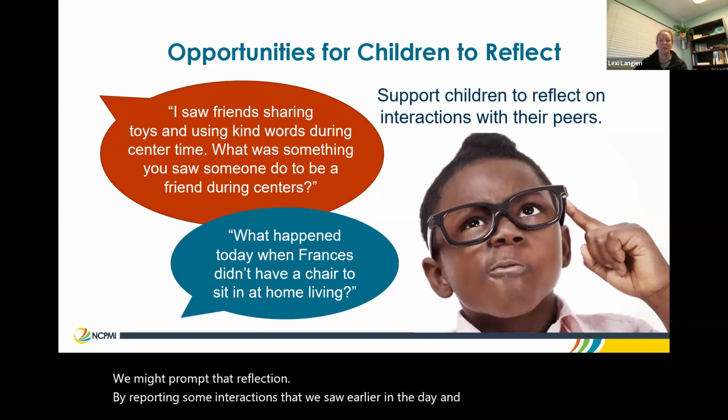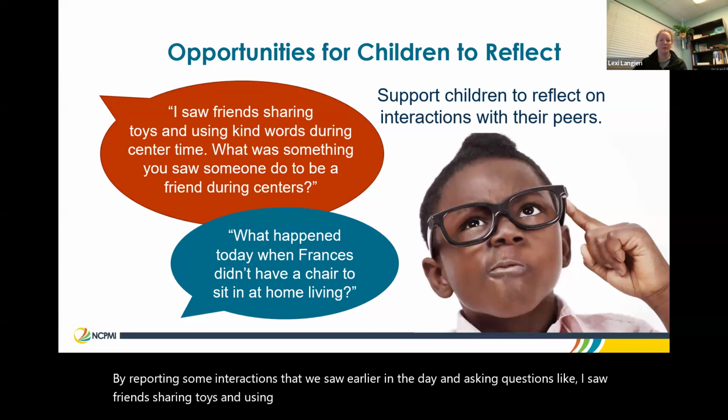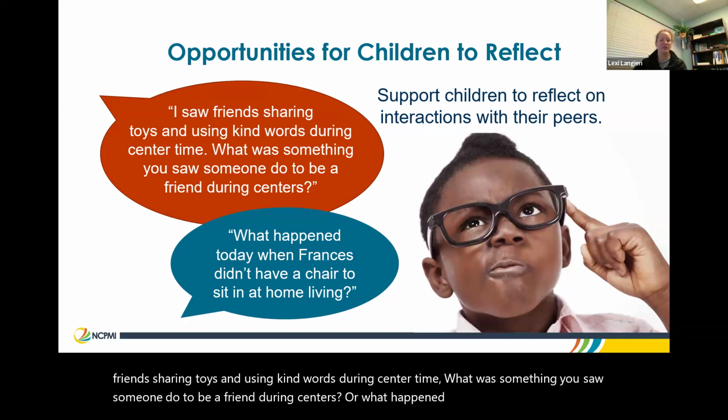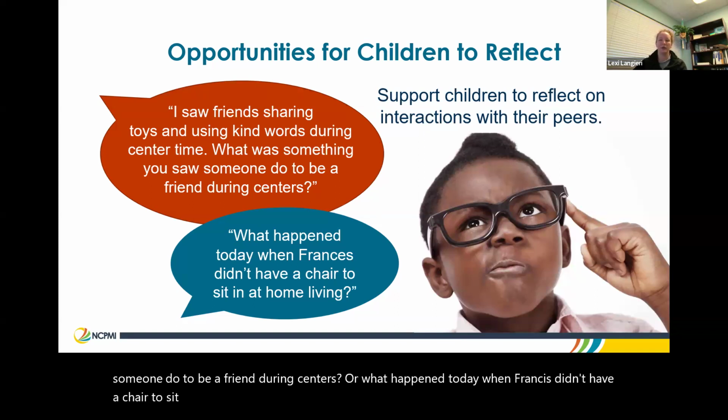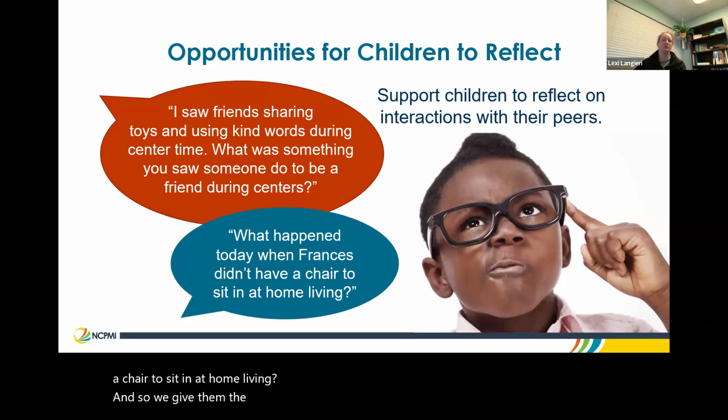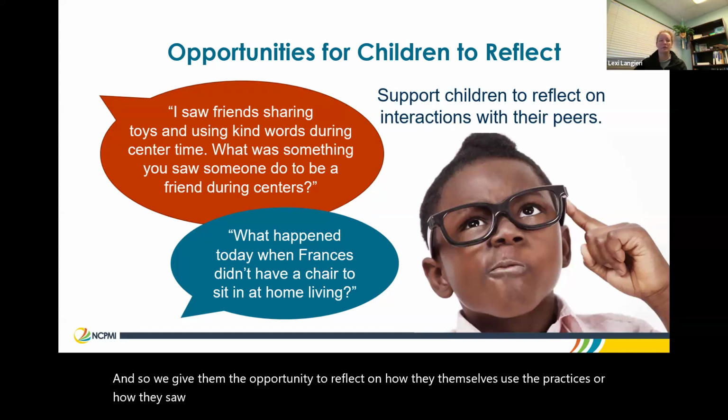We might prompt that reflection by reporting some interactions that we saw earlier in the day and asking questions like, "I saw friends sharing toys and using kind words during center time. What was something you saw someone do to be a friend during centers?" Or, "What happened today when Francis didn't have a chair to sit in at home living?" And so we give them the opportunity to reflect on how they themselves use the practices or how they saw their peers use the practices, and having either small or large group discussions on that.